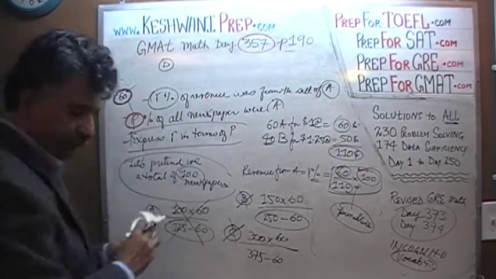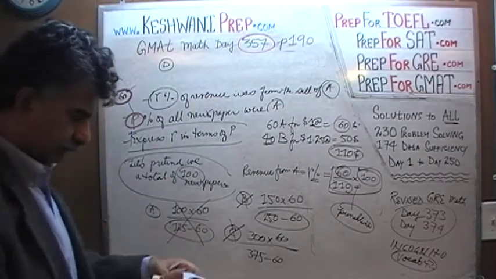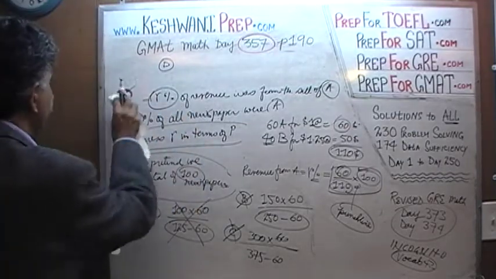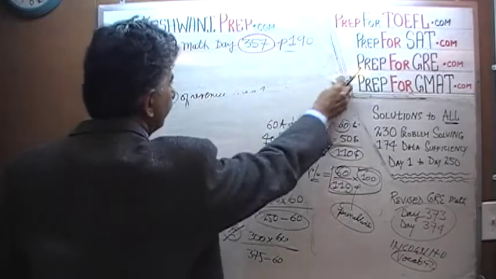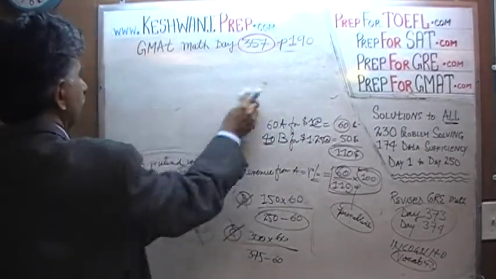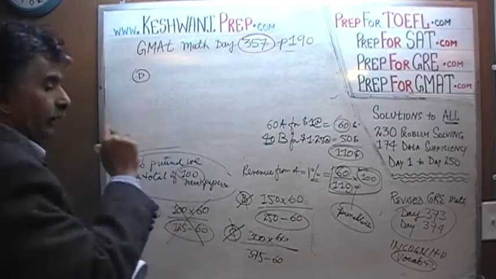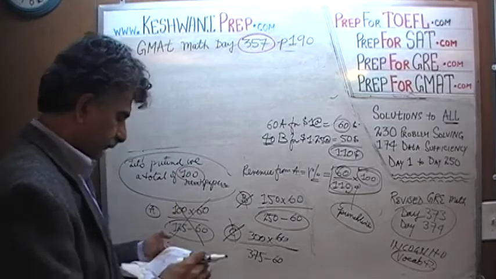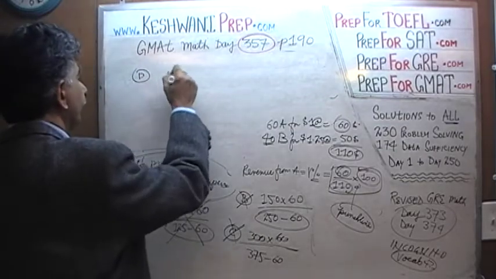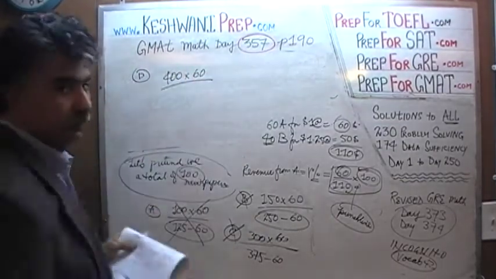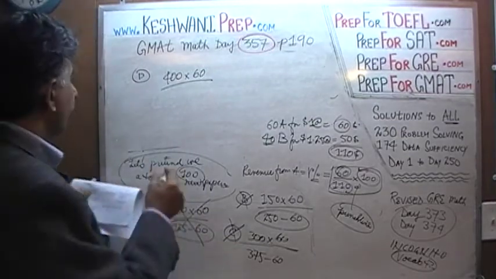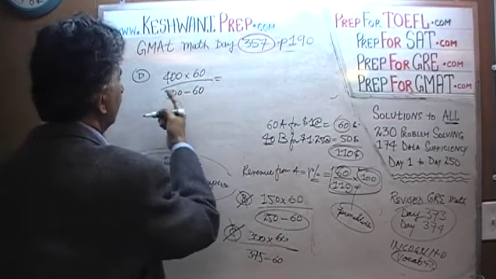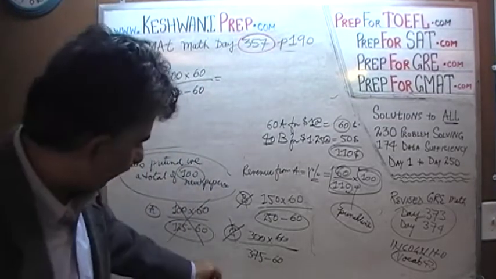Answer choice D says, let's need more room. As you can see, I'm being very subtle as to why I'm making so much room for D. That is my middle name. That is subtle, that is. 500 minus 60. 500 minus 60. Look, this is a good sign. I'm going to tell you why it's a good sign.